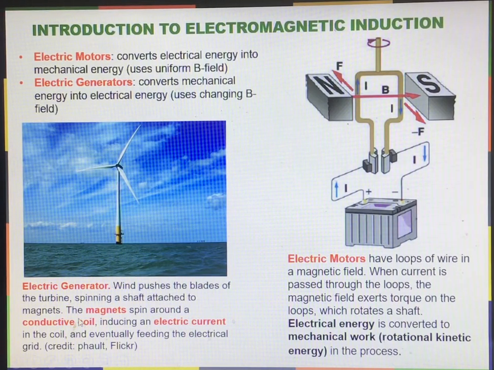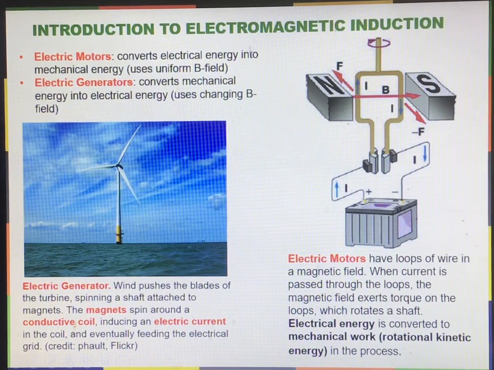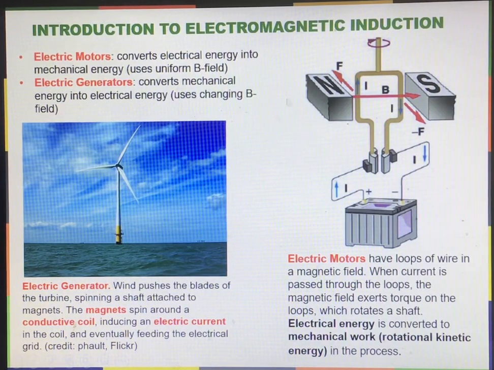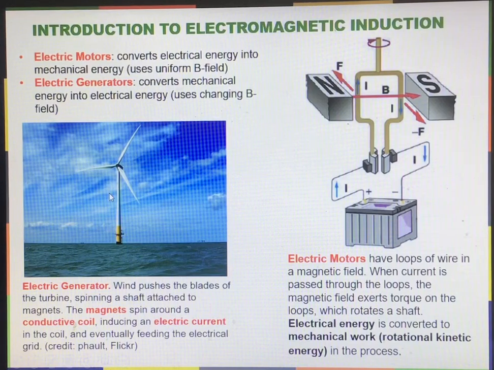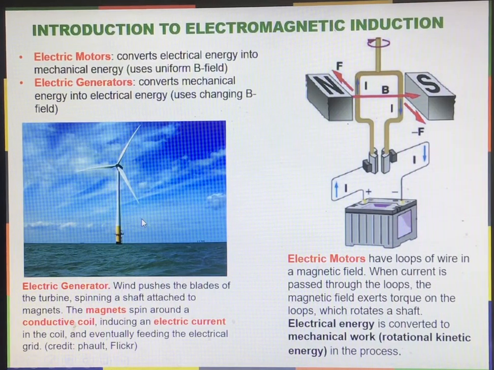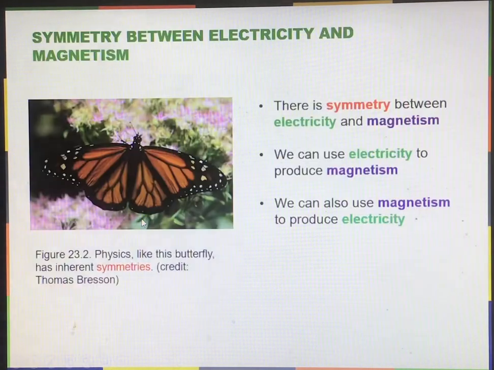Again, what is important here is the spinning action of the magnets. The spinning action of the magnets is what is going to be responsible for generating an electric current, and this is called the principle of electromagnetic induction. We'll talk about this a little bit later on, but again, what the electric generator is doing is just taking mechanical energy and converting that energy into electrical energy.